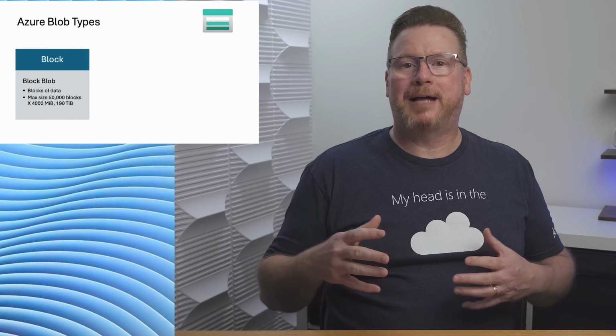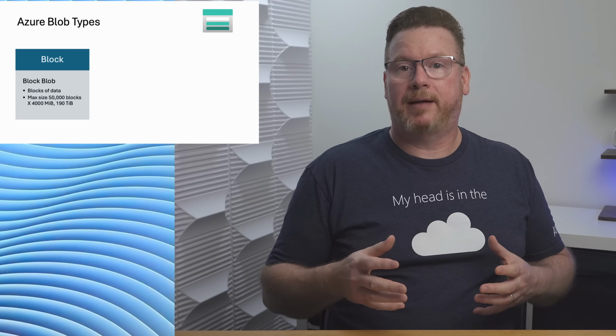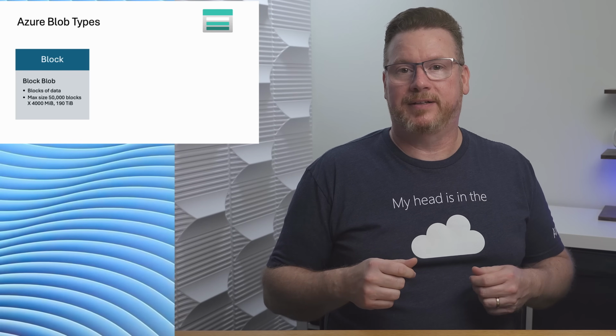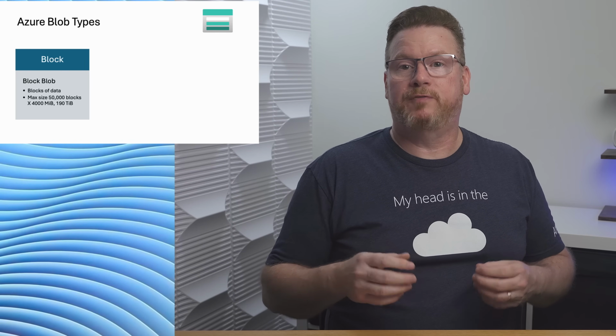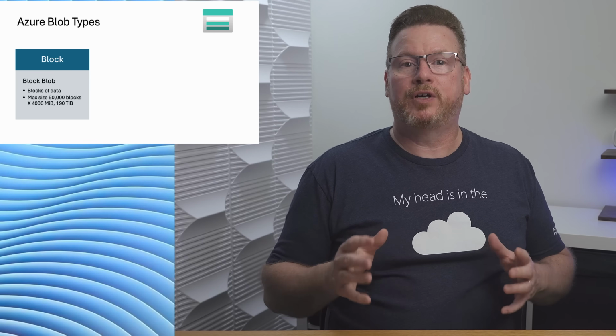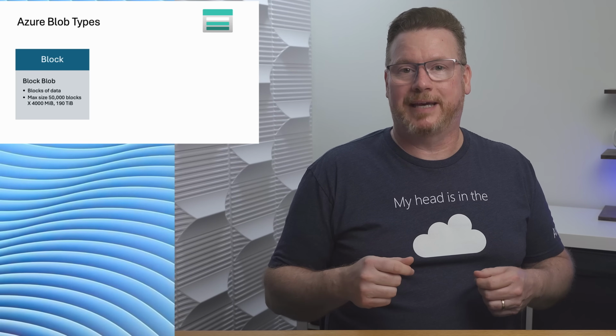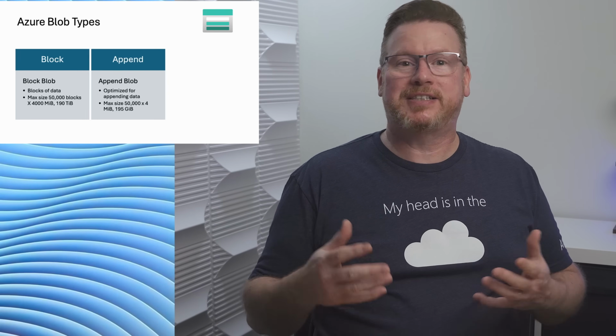There are 3 types of blob storage in Azure: block, append, and page blob. Block blob storage is made up of blocks of data. These blocks can be managed individually. We'd use a block blob for the previous media file example. A block blob can have up to 50,000 blocks with up to 4,000 megabytes each, for a total of just over 190 tebibytes. Append blobs are just like block blobs, but optimized for appending data.